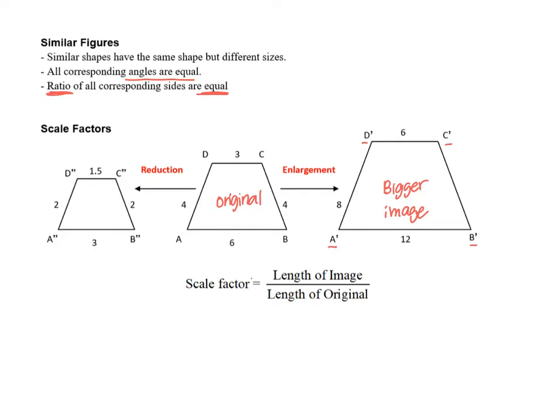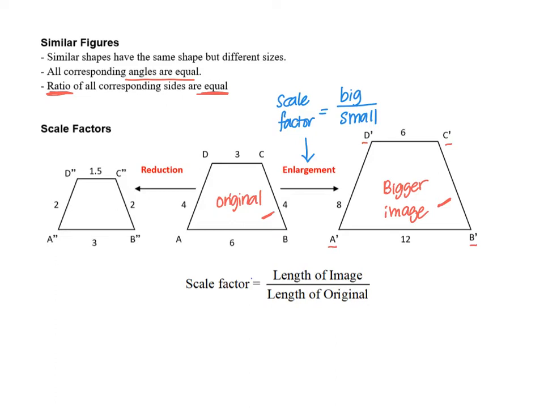Now, the scale factor of an enlargement is given by the length of the image over the length of the original. So in this case, if I were to have an enlargement, the scale factor can be given by taking the image, which is the big, over the original, which is the small shape. So the scale factor for enlargement will be big over small.